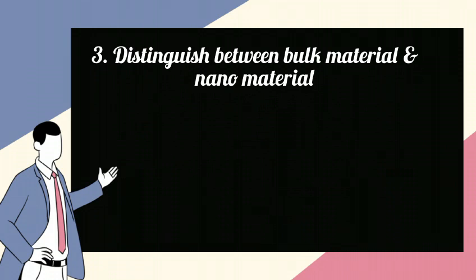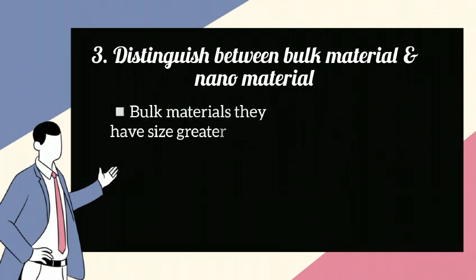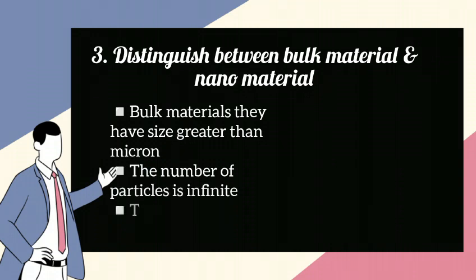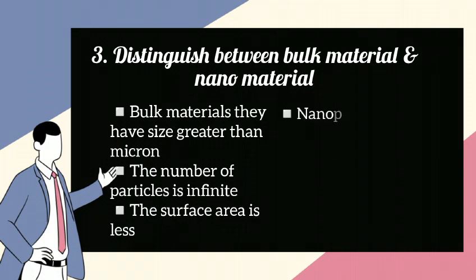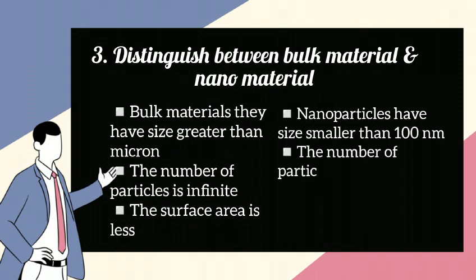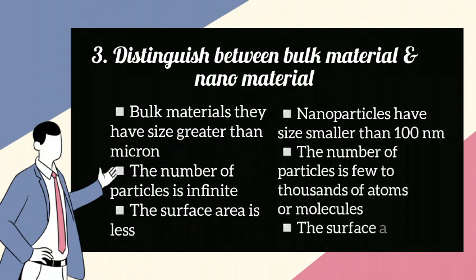Distinguish between bulk material and nanomaterial. Bulk materials have size greater than micron. The number of particles is infinite. The surface area is less. Nanoparticles have size smaller than 100 nanometer. The number of particles is few to thousands of atoms or molecules. The surface area is more.